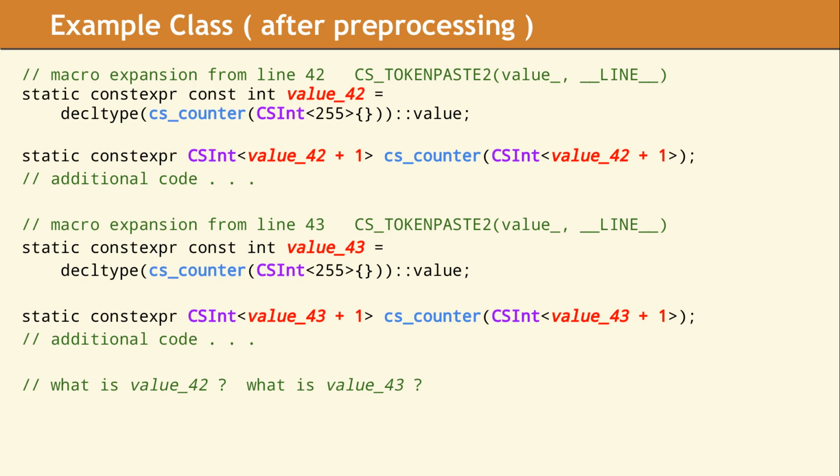The question is, what is value 42 and what is value 43? What are the values that these are initialized with? So how do we calculate value 42 and value 43? So the first thing we have to look at is, as I mentioned, we're asking a what if question. Well, if we call CSCounter at this point in the program with a wrapped 255, there is no overload of this method that takes a wrapped 255. So the compiler needs to look for the best match.